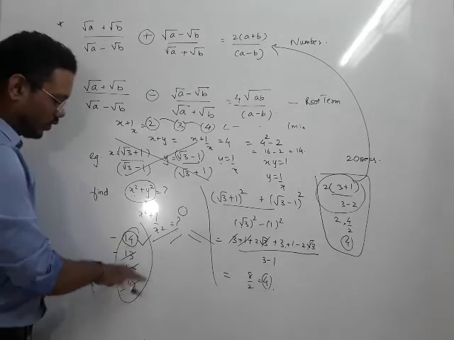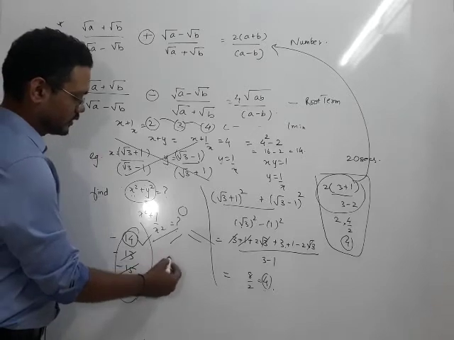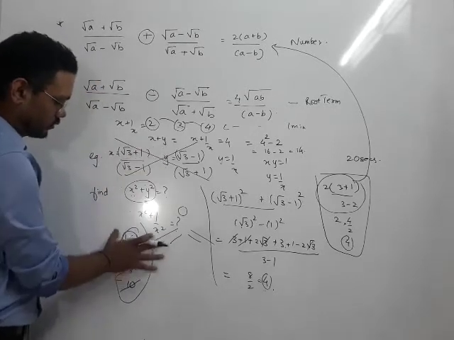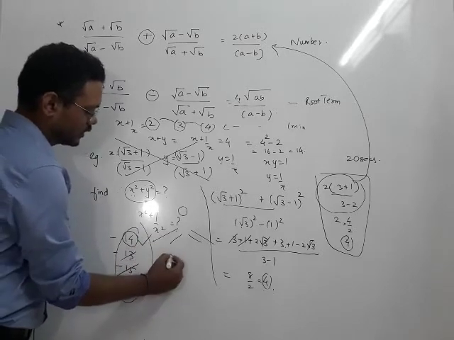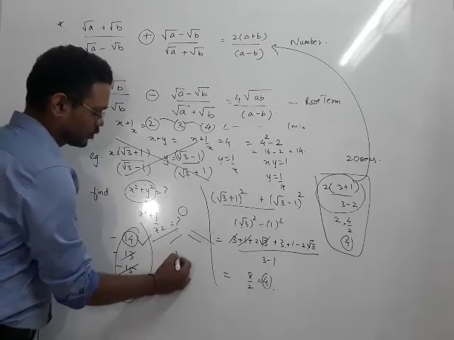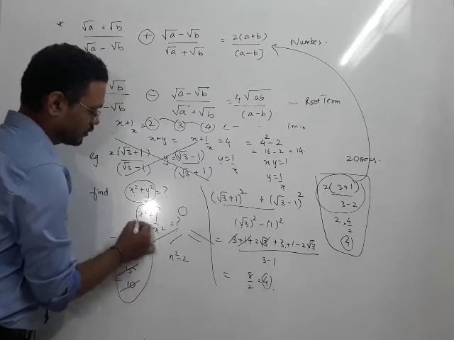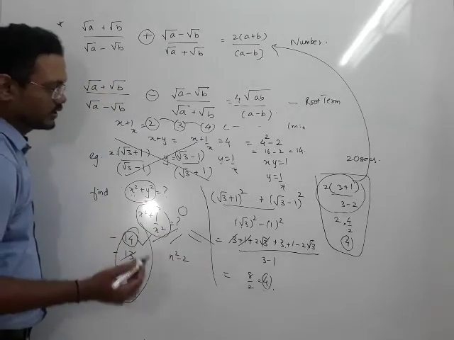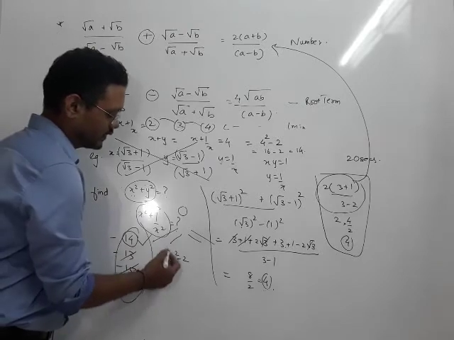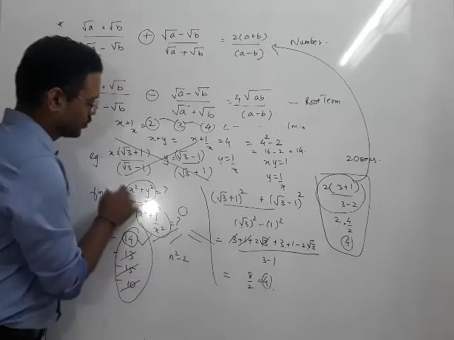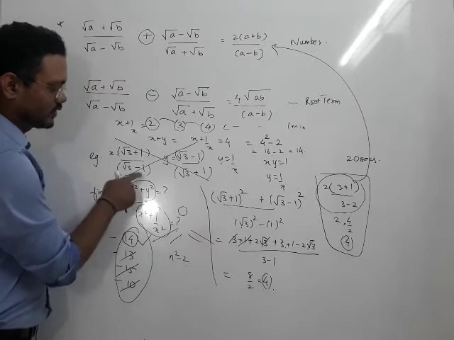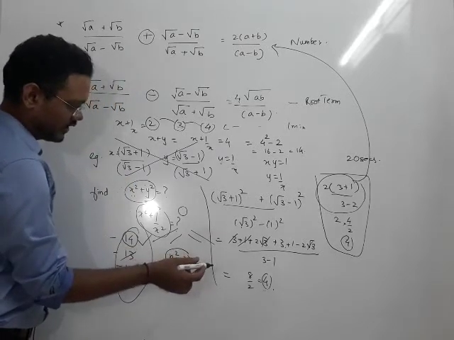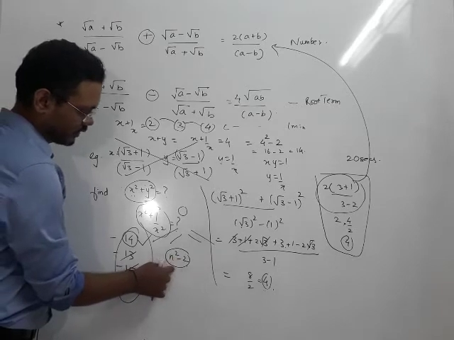No. In other words, without looking at it, this answer has to be of the form n square minus 2, because they have asked for x square plus 1 by x square. And what is the formula for x square plus 1 by x square? It is n square minus 2 when x plus 1 by x is given. So n square minus 2, and n is 4. So 4 square minus 2.